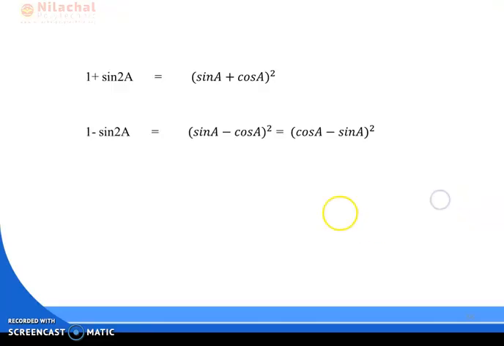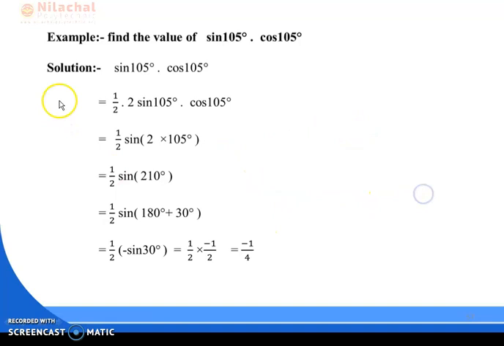Next, 1 plus sin 2A. In this formula, we can find out 1 plus sin 2A is sin A plus cos A whole square. And also we can find out 1 minus sin 2A. We just find out the formula: sin A minus cos A whole square, or you can find out cos A minus sin A whole square. That means A minus B whole square equals B minus A whole square. These are all the same.